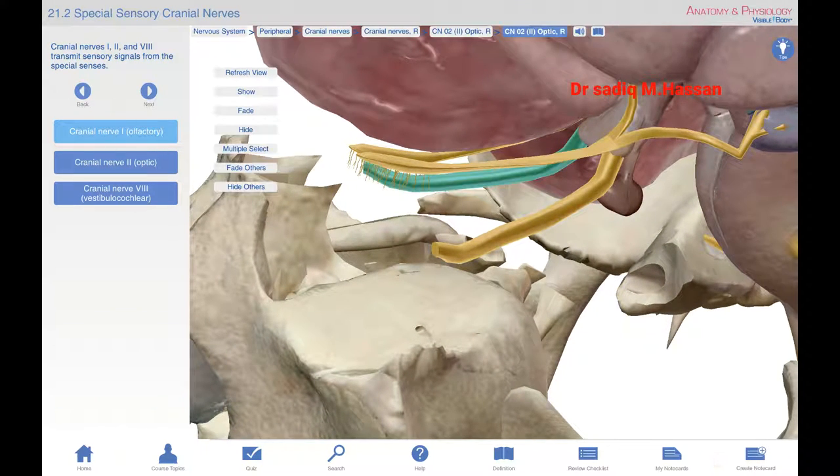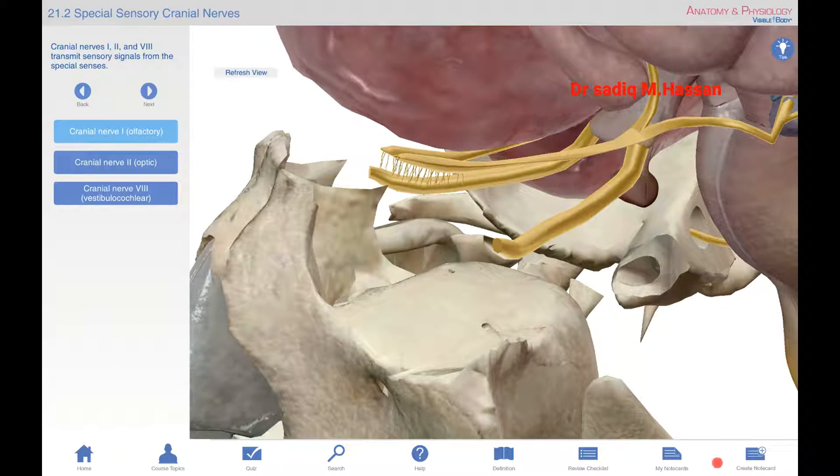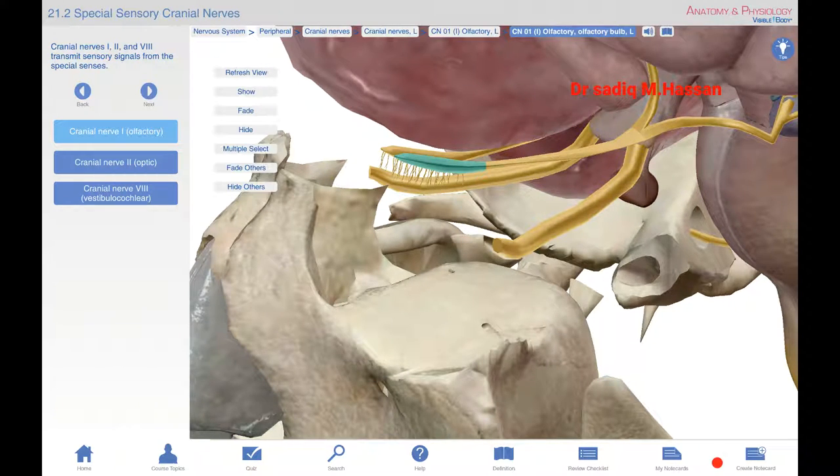These tiny structures are olfactory nerves. The small tiny receptors pass through the mucous membrane of a small part of the nasal cavity, so they go inside and penetrate the cribriform plate, and they end up with this part which we call the bulb, the olfactory bulb.